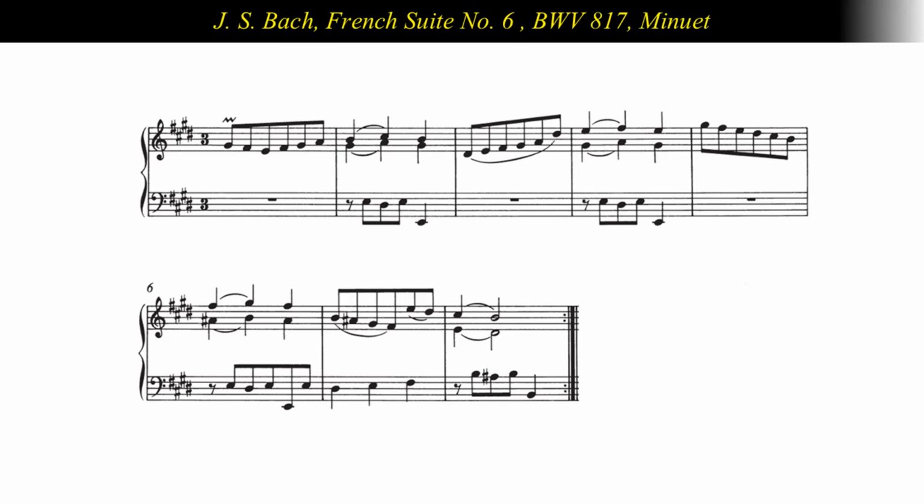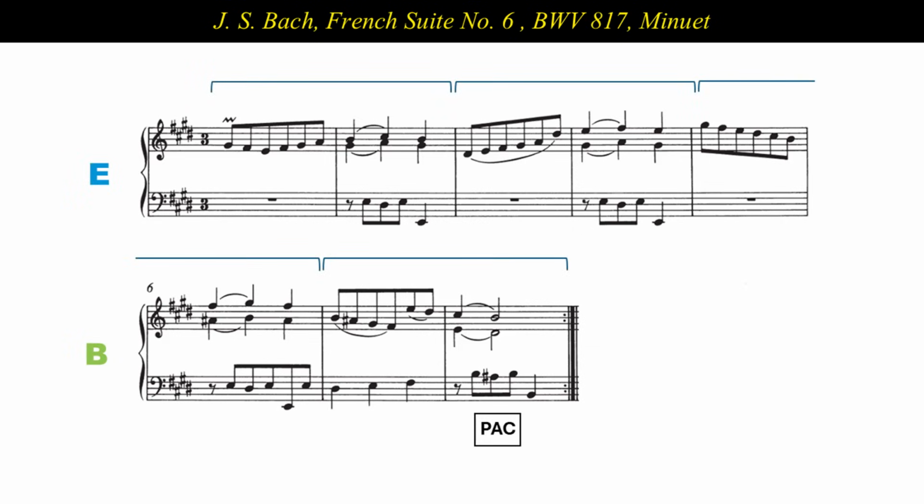In threefold sentences, the continuation opens with a sequential repetition of the basic idea, so it sounds 3 times in total.